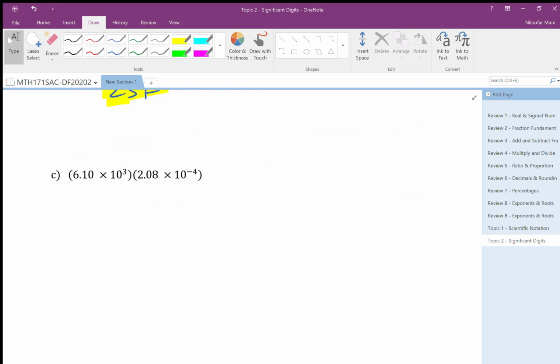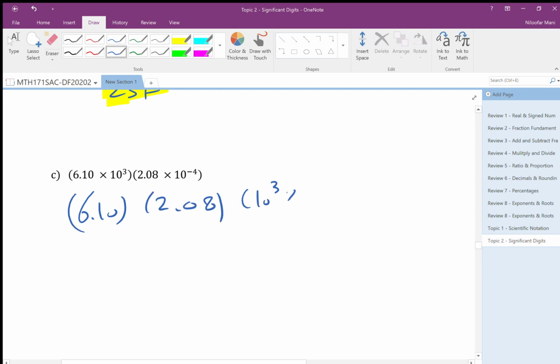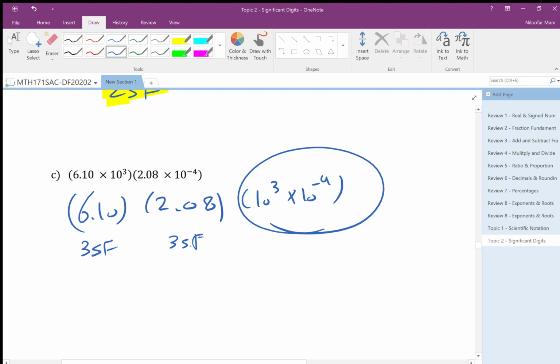Okay, so how about this one? You have multiplication. So you have 6 point this times 2 point this, 10 this and this. Don't consider rounding for this part, but for this part, three significant figures. Then I find the answer, which is 12.688 times 10 power minus 1. Okay, this is the result here.